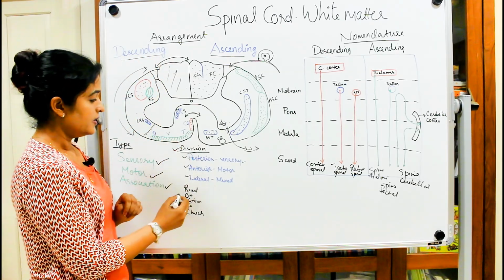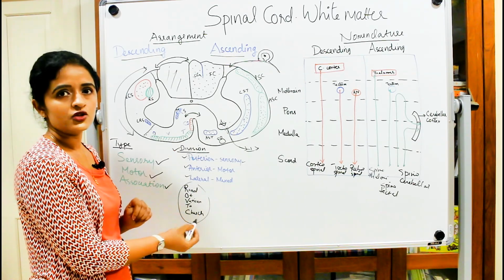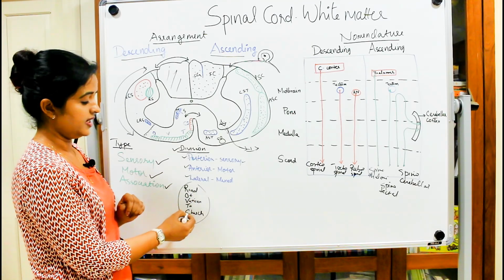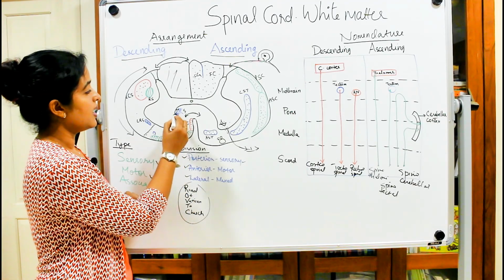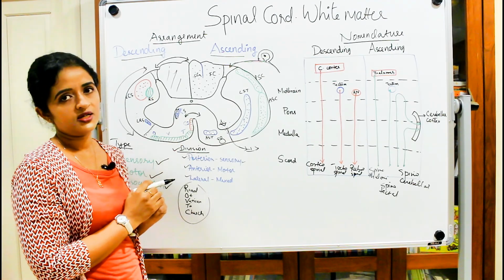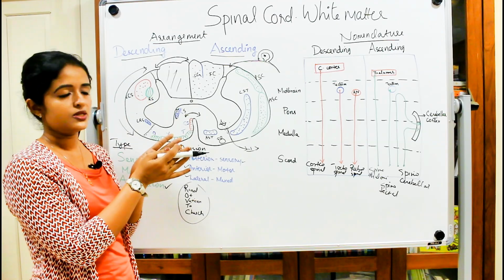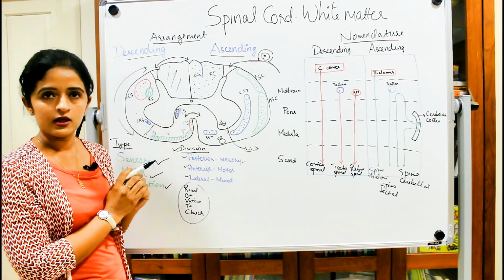So I've just put a code for this: Road of Vatican to church. This R means medial reticulospinal tract. Reticulospinal means it is arising from the reticular formation of the brainstem and it is ending in the spinal cord.